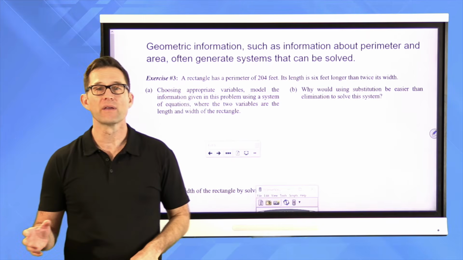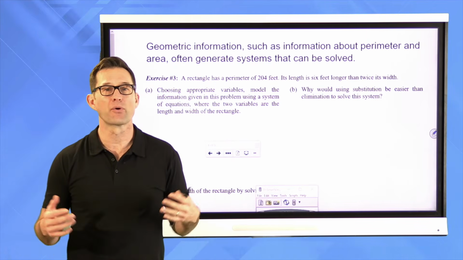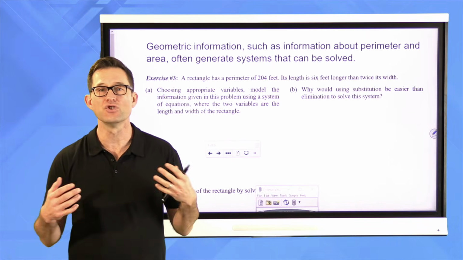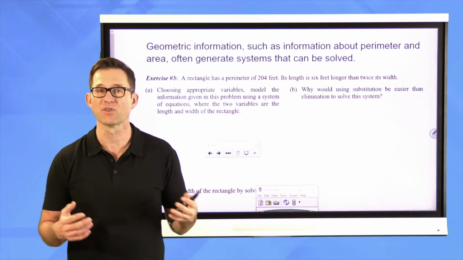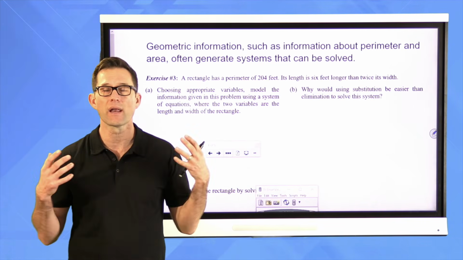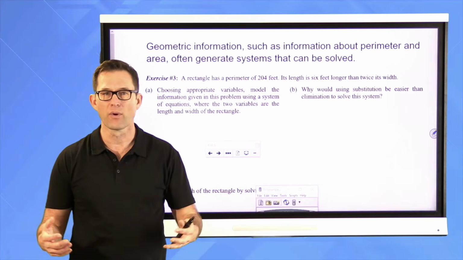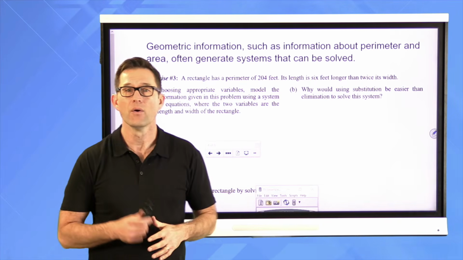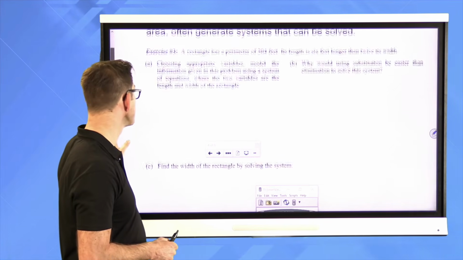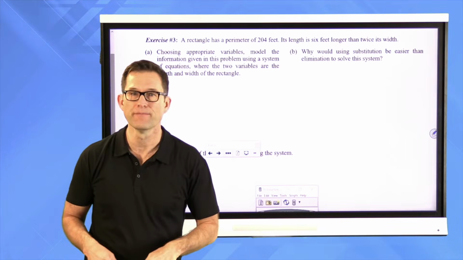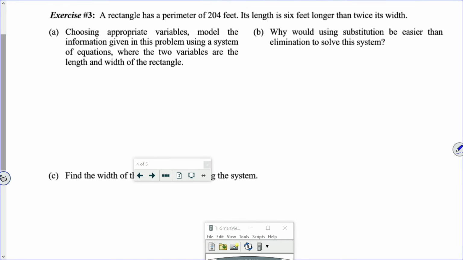Now, geometric information, such as information about perimeter and area, often generate systems that can be solved, all right? So you always want to be thinking about things like perimeter and area when you look at systems. So let's take a look at exercise number 3. A rectangle has a perimeter of 204 feet. Its length is 6 feet longer than twice its width.